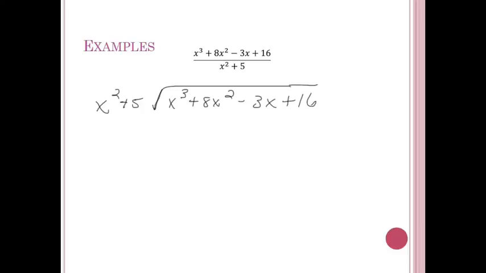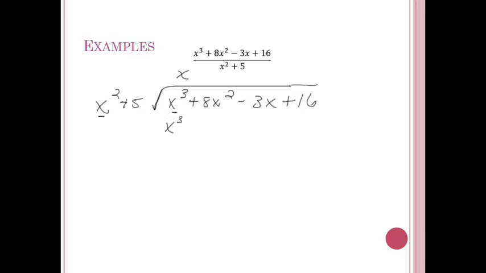Okay, now, the first thing we look at is this and this. What can I put up here in the quotient that would multiply by x squared to give me x cubed? Well, that would be an x. So how many times will x squared go into x cubed, like we asked ourselves how many times will 5 go into 6 in the previous problem? Okay, so x times x squared is x cubed, and you want these to be identical.